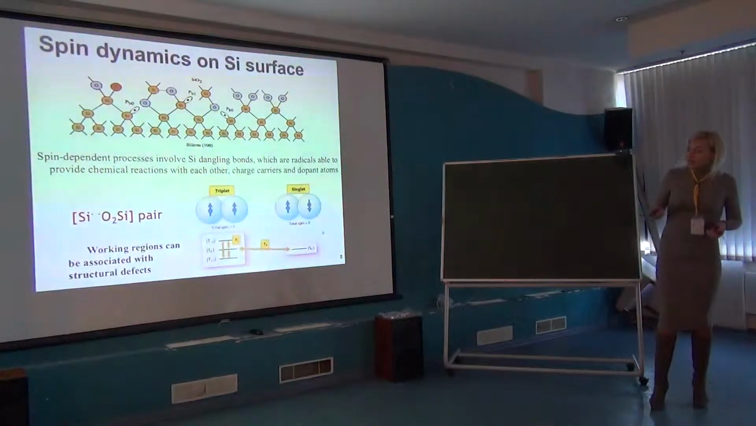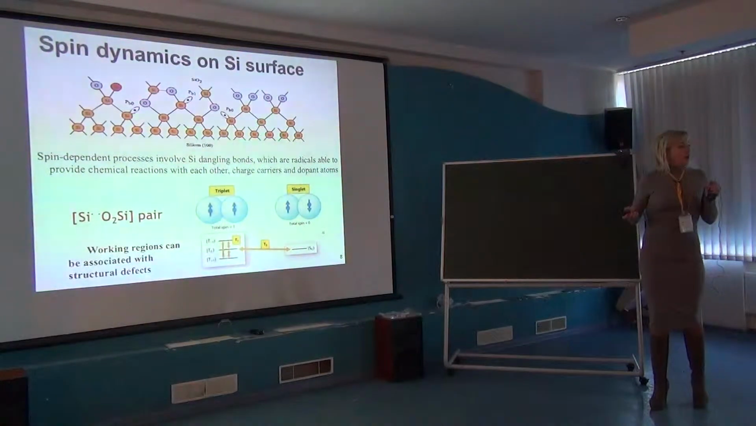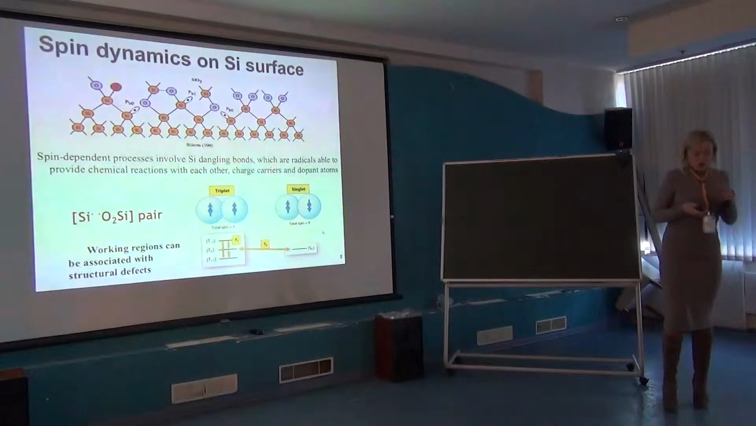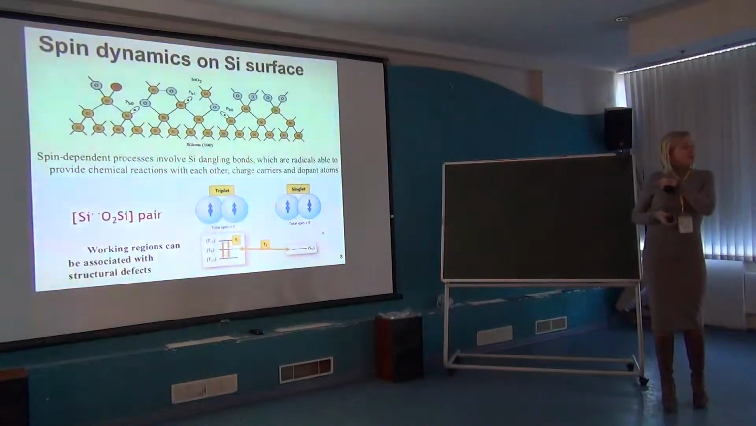Okay, and monitor this radical pair, where each of them has an electron spin. Like dangling bonds, it's a free electron on the silicon, and this pair with triplet oxygen. And you will see later that this pair can be used as a qubit.